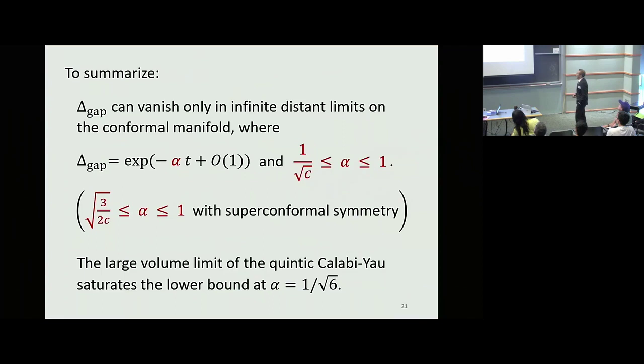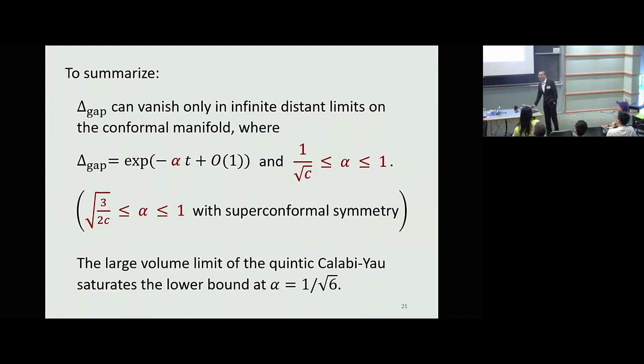Now, in the case of superconformal symmetry, we can strengthen this a little bit, because now this C is replaced by C hat. We can show that C is replaced by C hat. And this explains why the quintic had alpha equal to 1 over square root of 6, because the C hat is 6 in the quintic case, and so this quintic case hits the lower bound.